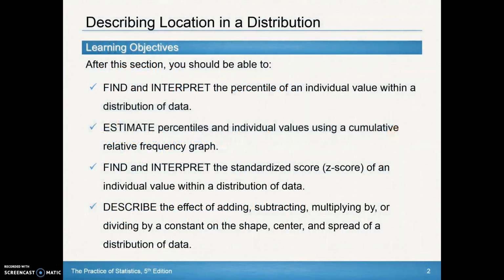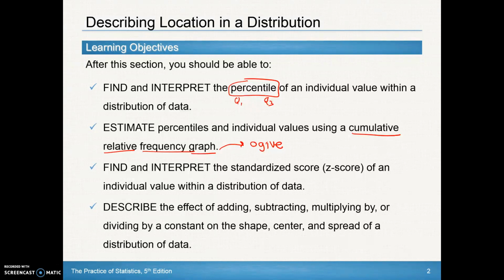So some of this we've already done a little bit, at least previewed some of this, like find and interpret the percentile. We've talked a little bit about percentiles, like the Q1 is the 25th percentile, and the Q3 is the 75th percentile. We're going to estimate percentiles and individuals using a cumulative relative frequency graph. Now that's a long name. We'll learn that as what's called an ogive.